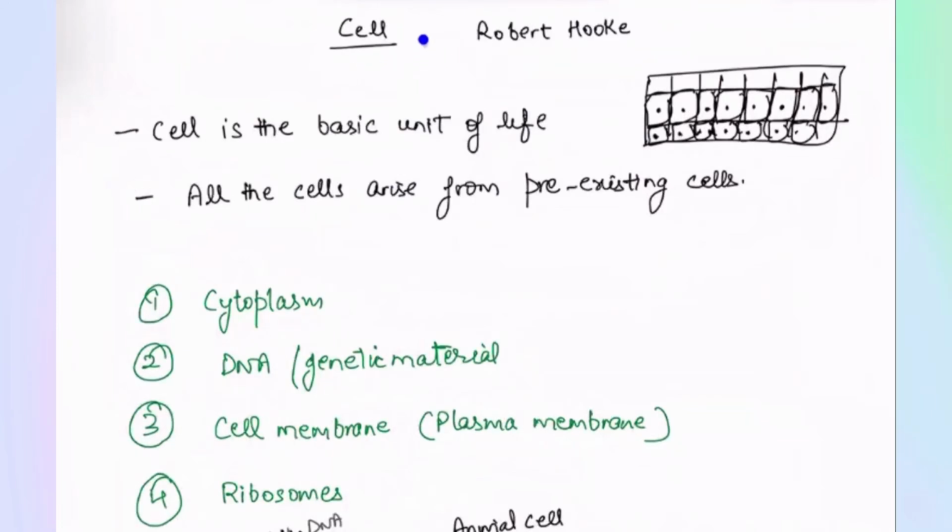So in today's video, we are going to discuss the cell and its types. The term cell was coined by scientist Robert Hooke. Cell is the basic unit of life. It is also called the functional unit of life. All the cells arise from pre-existing cells.